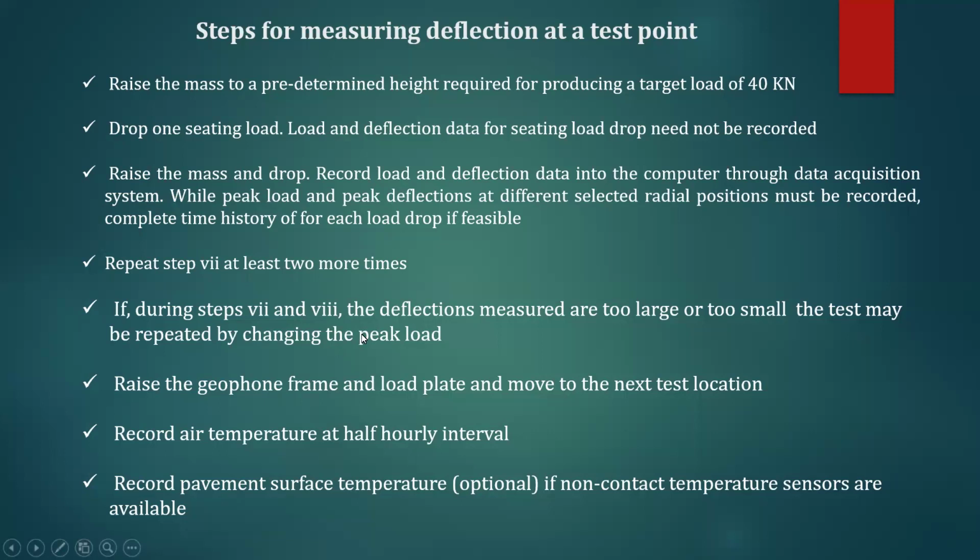Then raise the geophone frame and load plate and move to the next location. Once you complete one location, you can raise the geophone and move to the next location. Record air temperature, which is most important, at every half-an-hour interval. I will discuss temperature because this FWD analysis should not be conducted when the temperature is more than 45 degrees centigrade. So there are some temperature considerations; definitely we will discuss them in the further slides. Also record the pavement surface temperature.